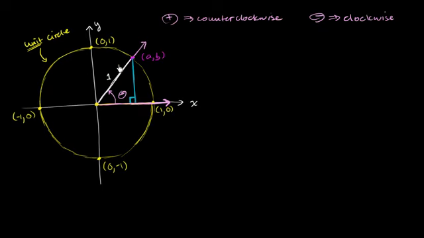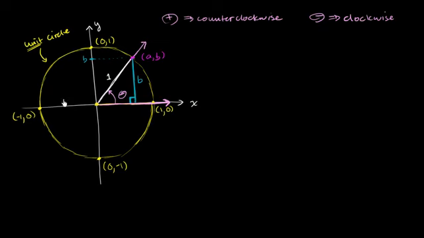Well, this height is the exact same thing as the y coordinate of this point of intersection. So this height right over here is going to be equal to b. The y coordinate right over here is b. This height is equal to b.